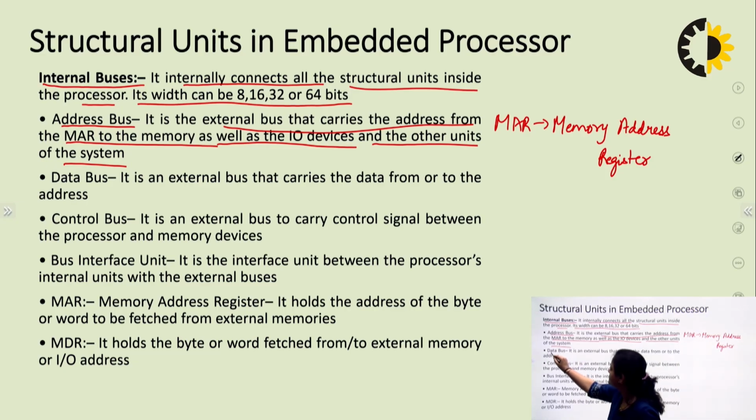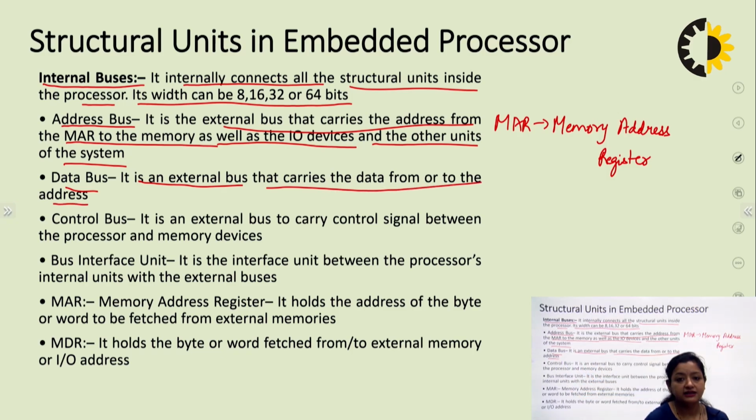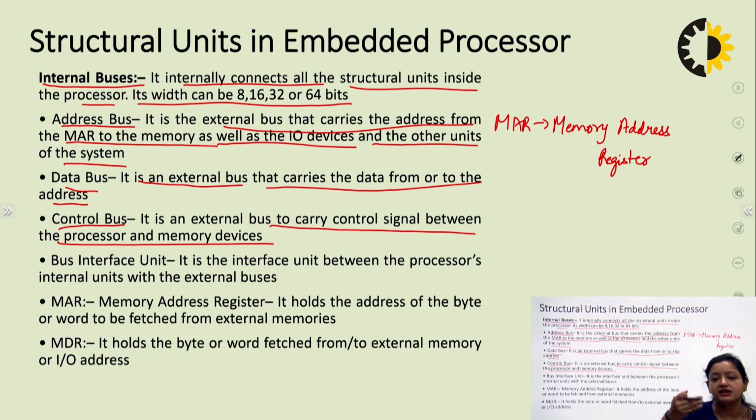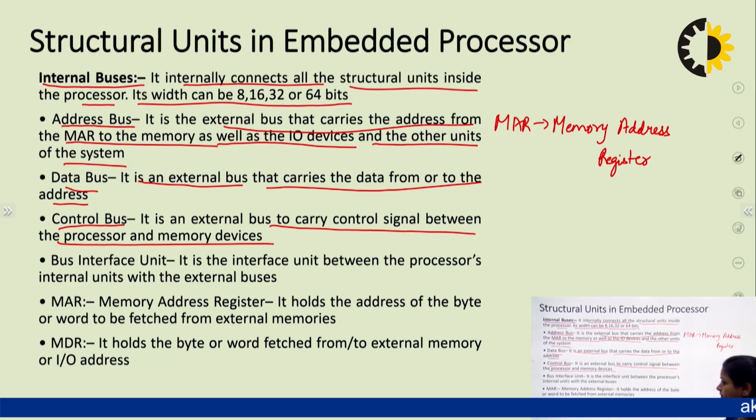Then we have data bus. Data bus ka kya role hai? It is an external bus that carries the data from or to the address. Okay, so it is carrying the data online and the width can be again 8, 16, 32 depending upon the type of processor which you are using. Then third one is the control bus. Control bus, it is an external bus to carry control signals between the processor and the memory devices. Okay, so along with address and data, the third thing is exchange of control signals between the processor and other devices. Okay, so the control signals will be exchanged through this control bus.